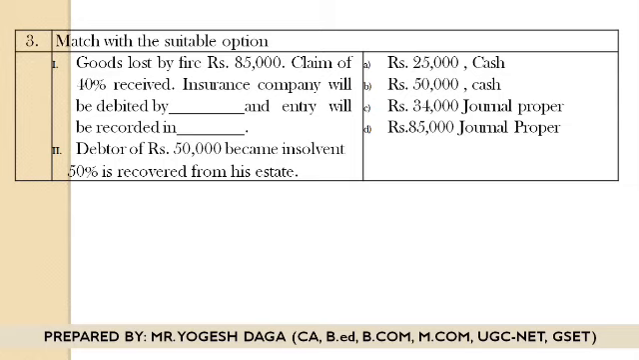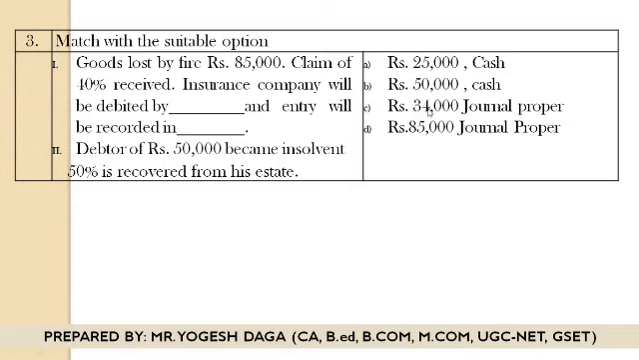Now out of 85,000, first option, that is goods lost by fire is 85,000 and claim of 40% received from insurance company. तो आपको इंश्योरेंस कंपनी से कितना 40% मिल रहा है. So 85,000 का 40% कितना होगा स्टूडेंट्स, आपको वो फाइंड आउट करना है. So 85,000 का 40% is 34,000. आप ये सिर्फ अंदाजे से देख लीजिए, 85,000 का 40% ही मिल रहा है तो 34,000. आपके इन ऑप्शन के अंदर सी के अंदर लिखा हुआ है 34,000.